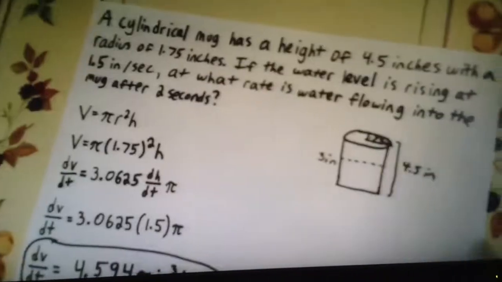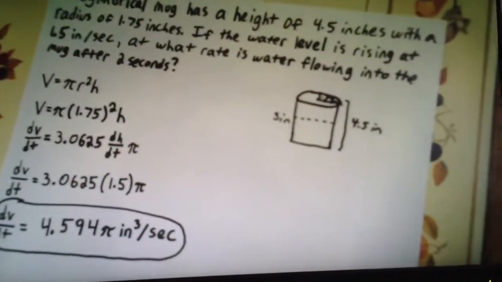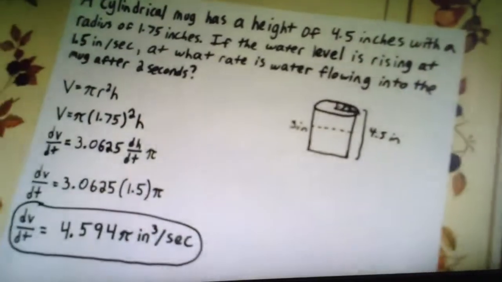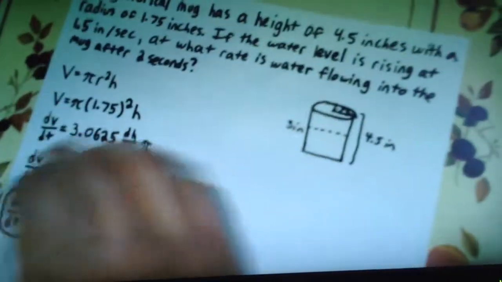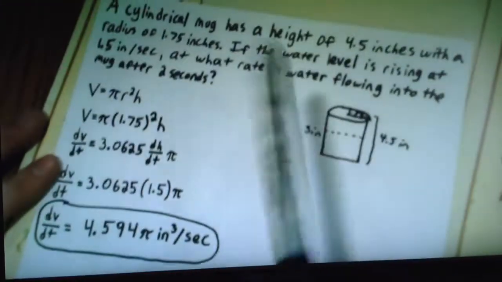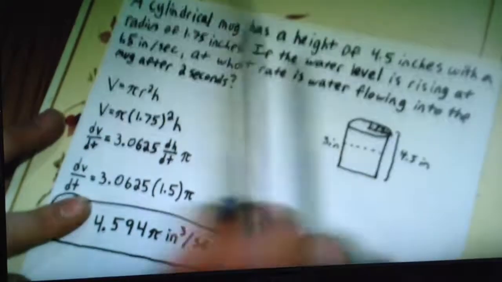Hey, okay, time to do some math. So, before we made a slight mistake. We measured the radius of the mug to be 1.25 inches, when in actuality, it's 1.75 inches. We did that on purpose to make sure you're actually watching. Thumbs up for that. Okay, so let's do the problem already, shall we?